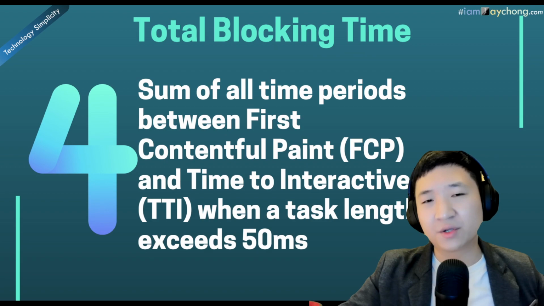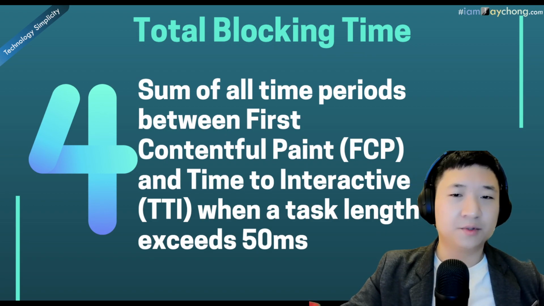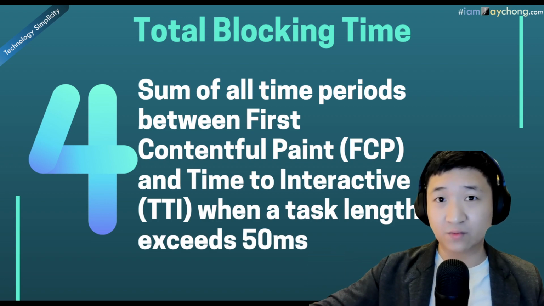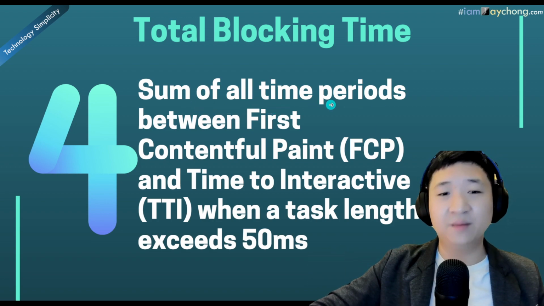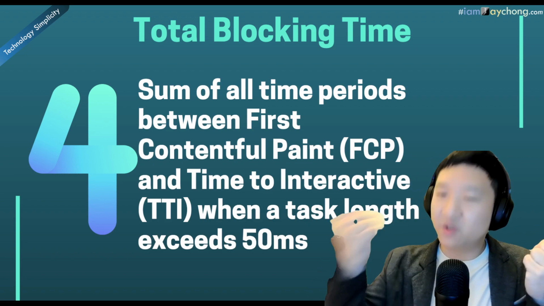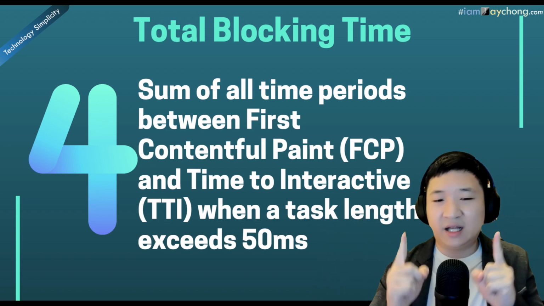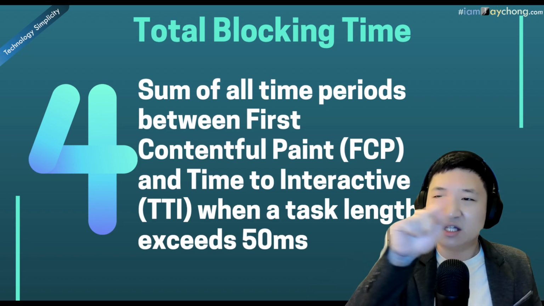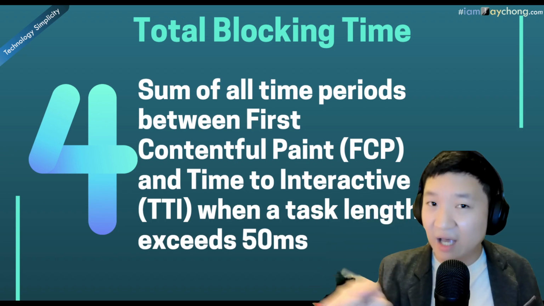Well, number 4 is the total blocking time. So, okay, this is more technical. I'm trying my best to explain. It's the sum of time between the first contentful paint and the time to interactive when the task length exceeds 50 millisecond, which means 0.05 second.